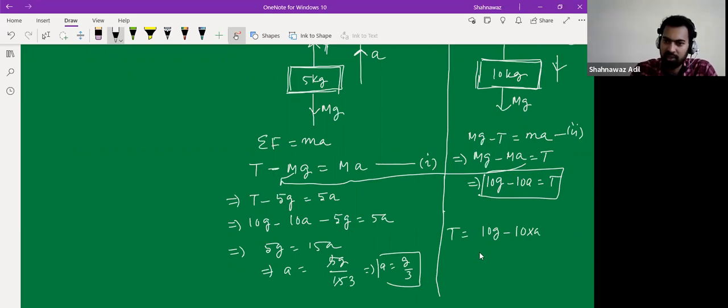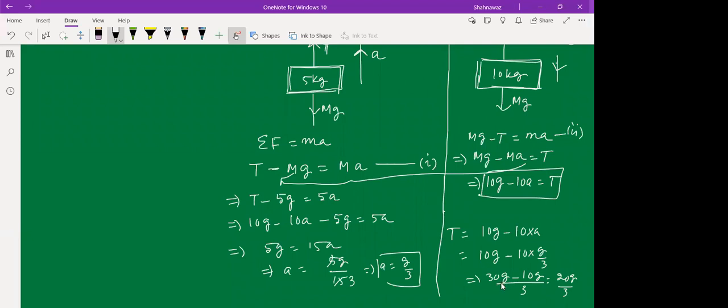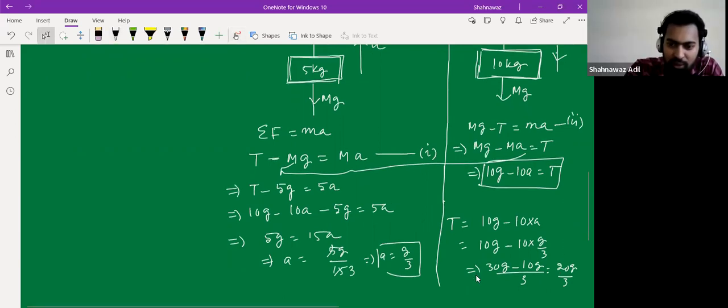So this will be what? 10g minus of 10 into g by 3. Right. So this will be what? 30g minus of 10g by 3. So 20g by 3. Right. Any question up to this point? No, sir. Right. So this is how you apply the free body diagrams, right?